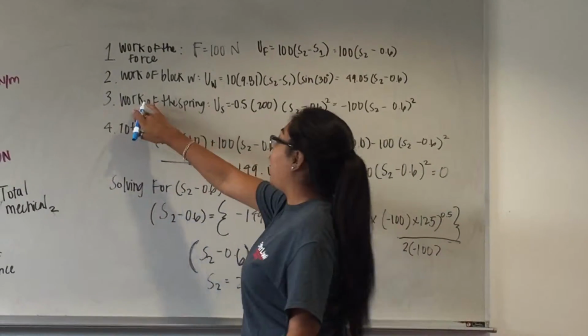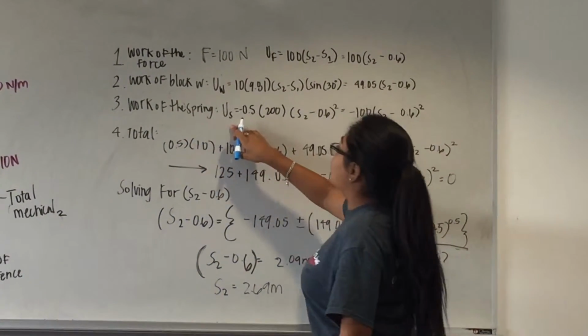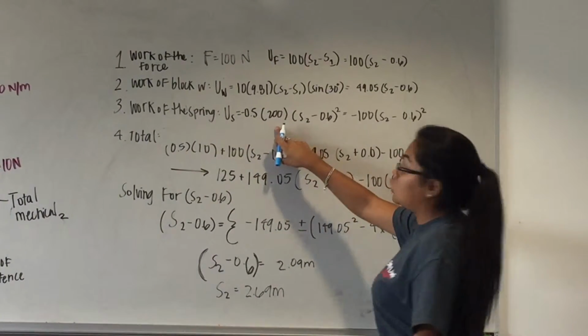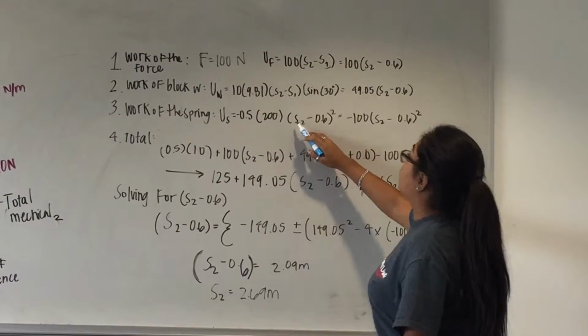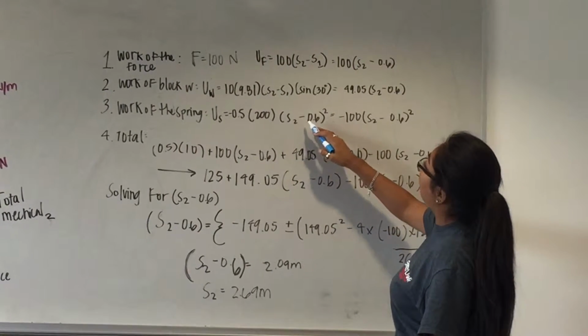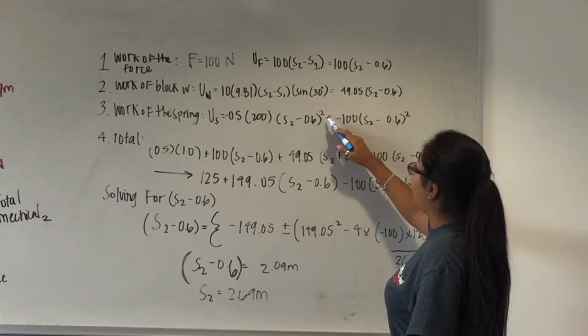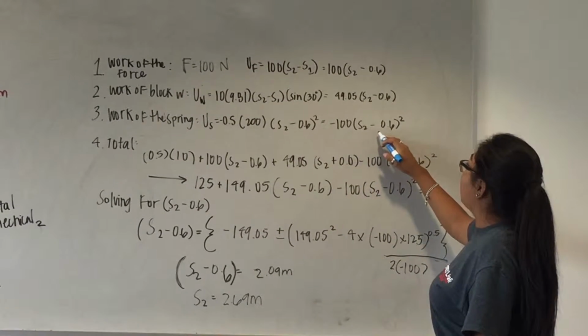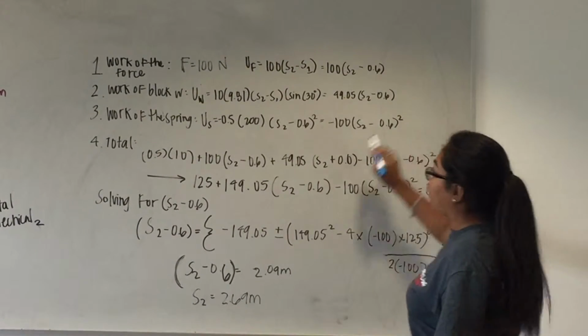And for part 3, we have the work of the spring, which is the potential energy of the spring equals negative 0.5 times 200 parentheses S2 minus 0.6 squared, which equals negative 100 parentheses S2 minus 0.6 squared.